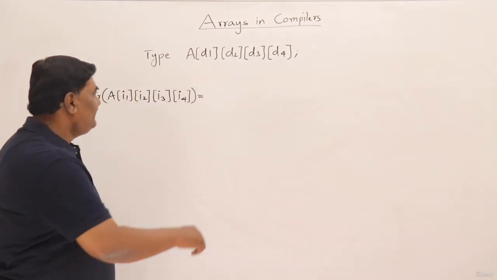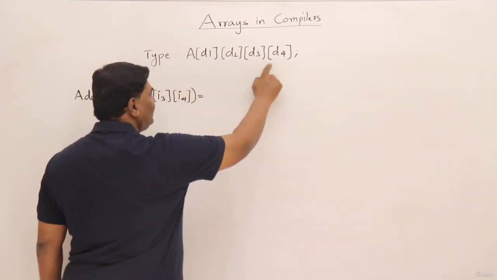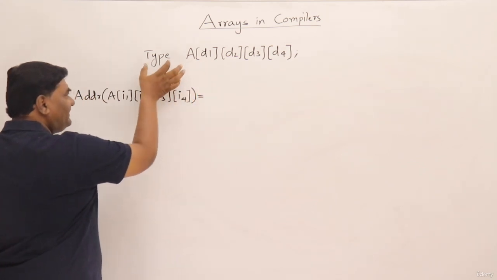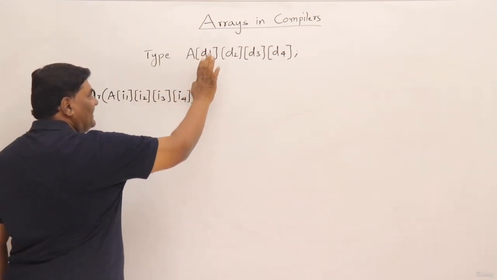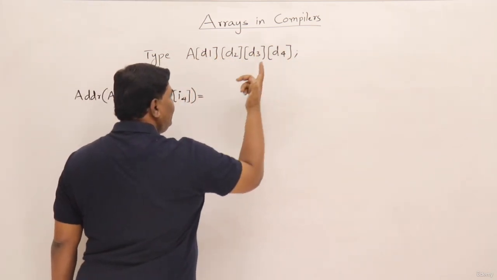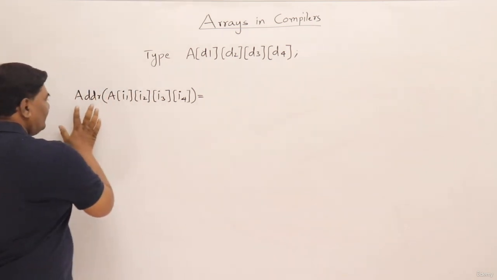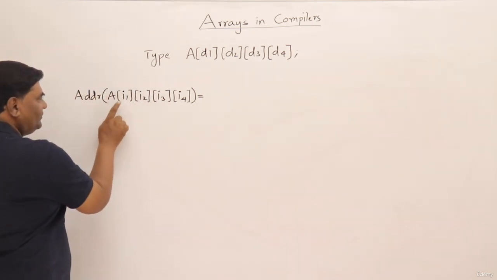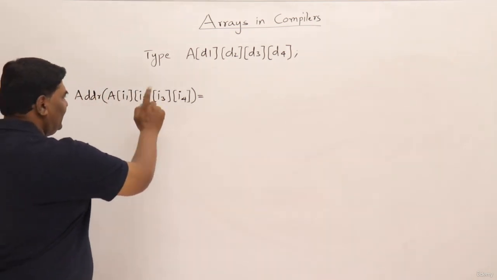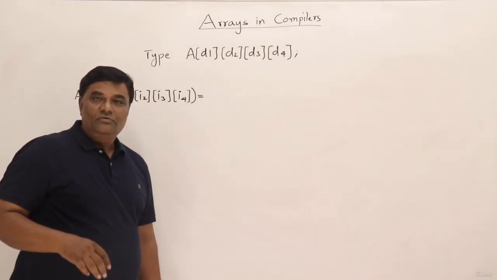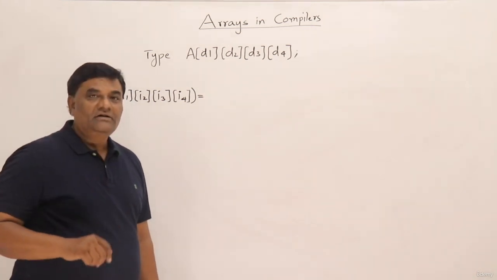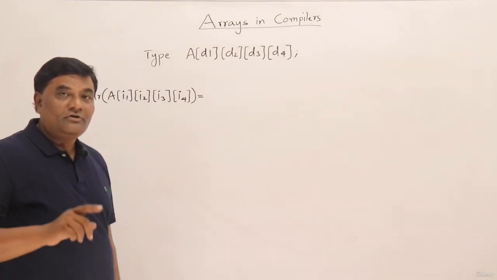So here I already have an example of a 4-dimension array. Array name is A, data type is something, and the dimensions are D1, D2, D3 and D4. Now, for the address of any location whose indices are I1, I2, I3, I4, what should be the formula? So let me prepare the formula for row measure.